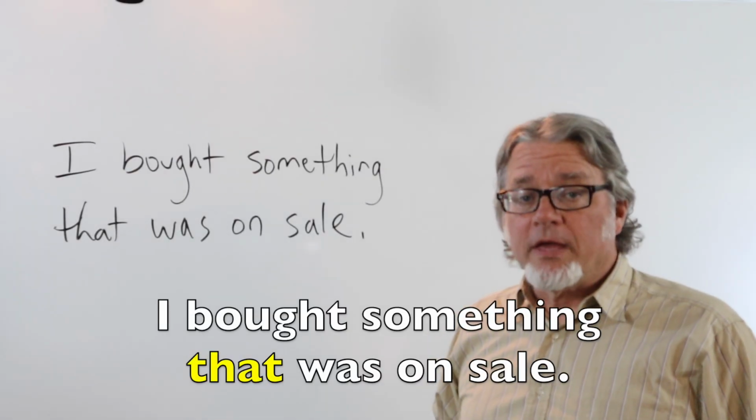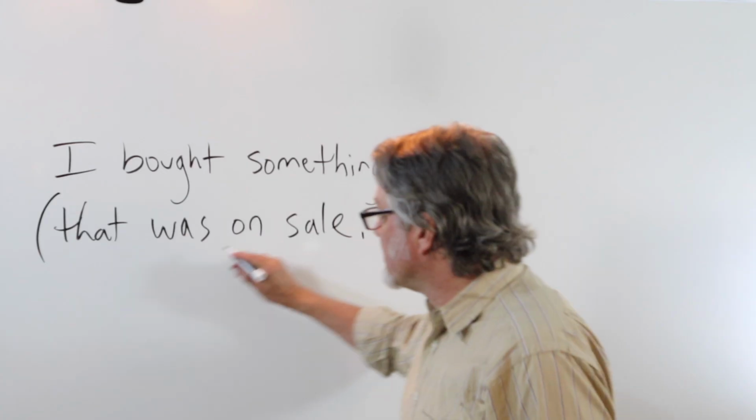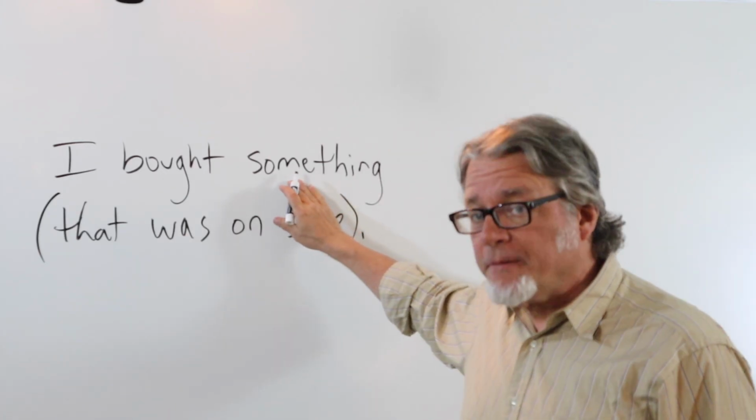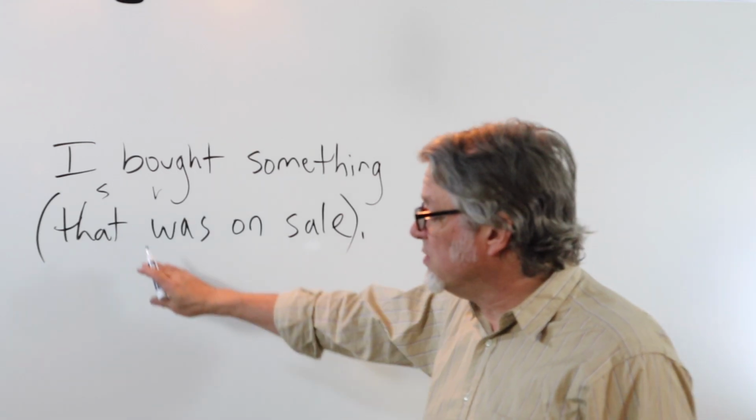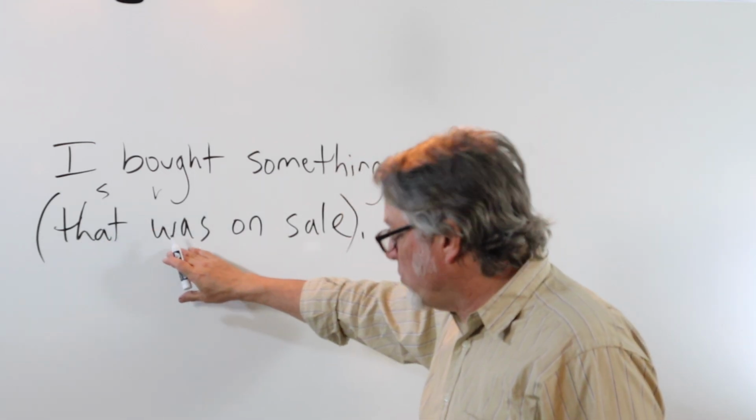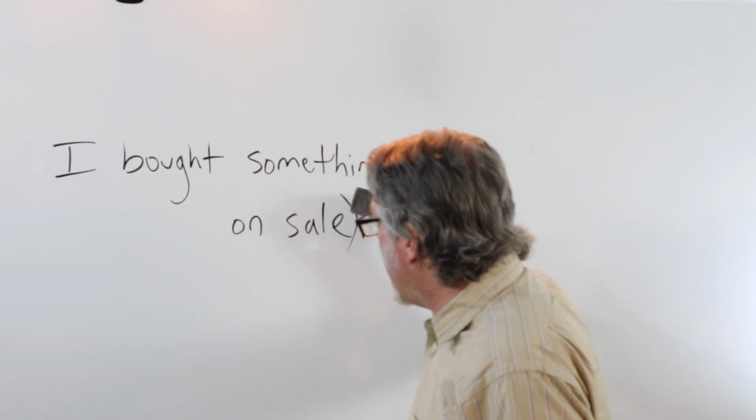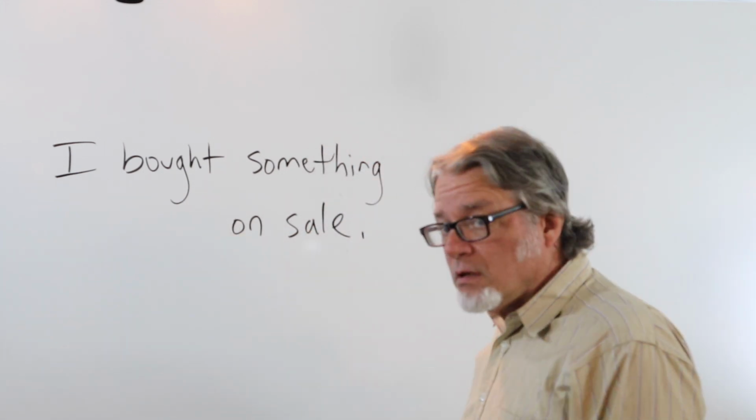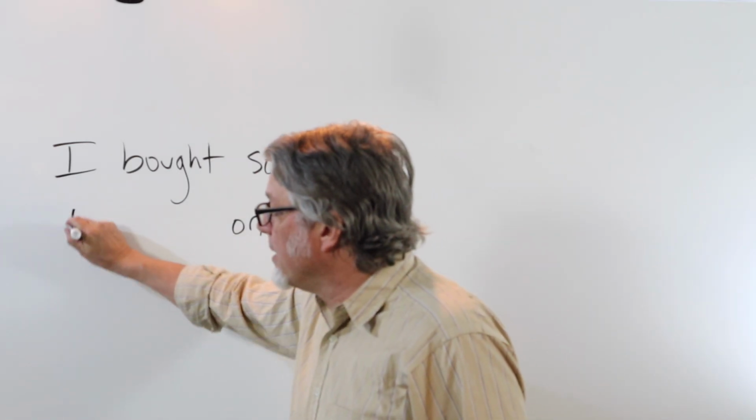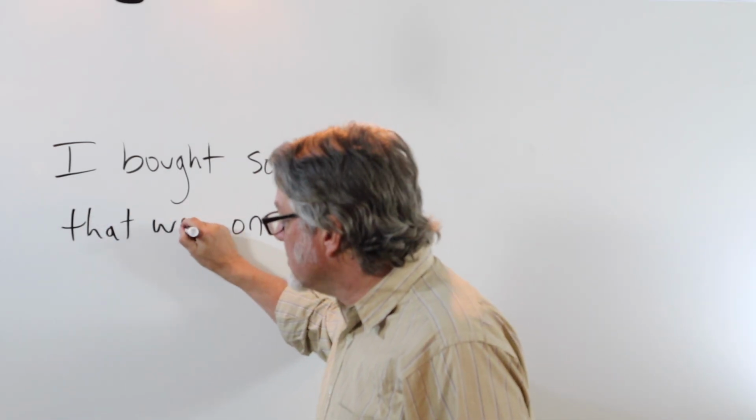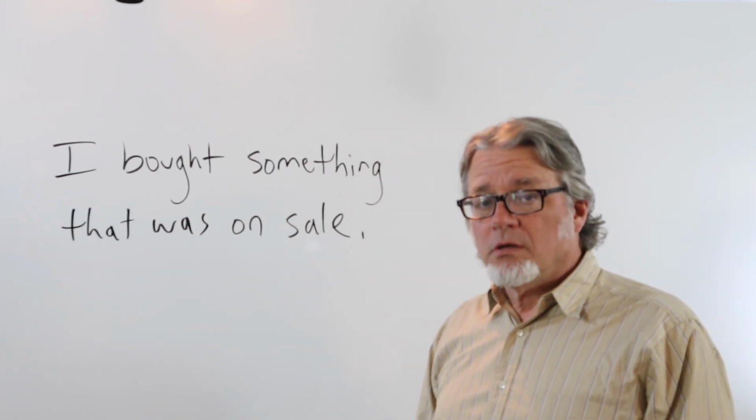I bought something that was on sale. Here's the adjective clause for the word something. This is the subject, this is the verb. You could eliminate both, that and was. I bought something on sale. Or I bought something that was on sale. Both sentences are good.